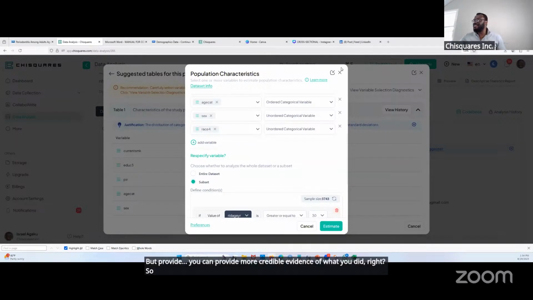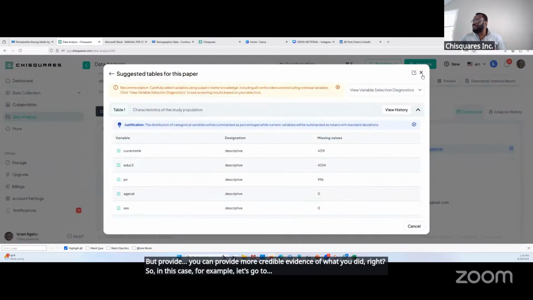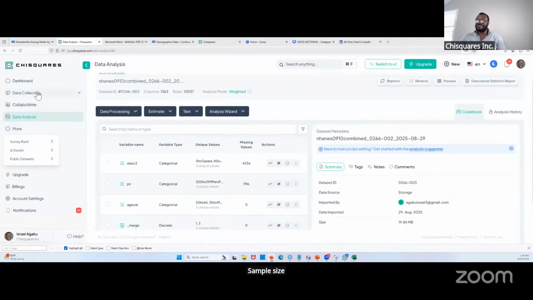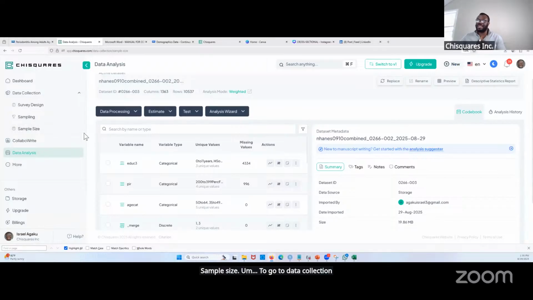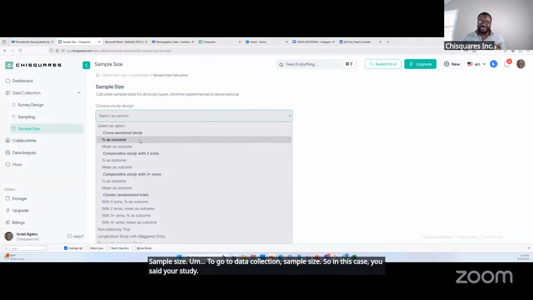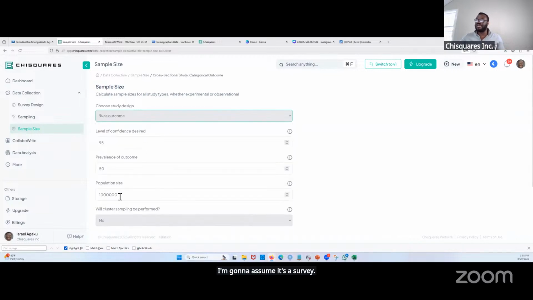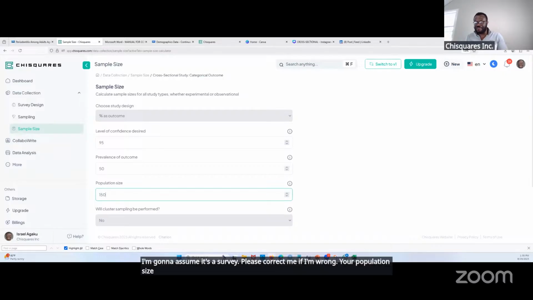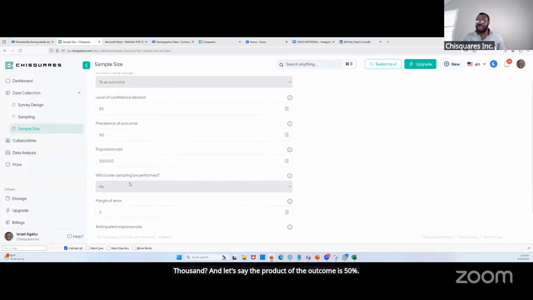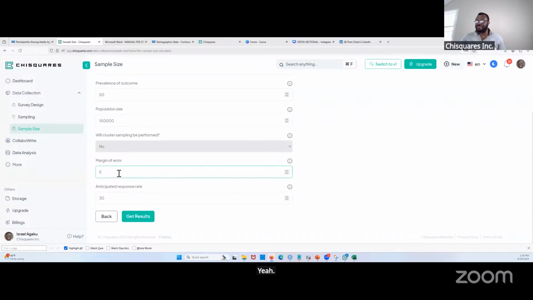So in this case, let's go to sample size. You go to data collection, sample size. You said your study, I'm going to assume it's a survey. Please correct me if I'm wrong. Your population size is 150,000. And let's say the outcome is 50%. We're doing a simple random sample. The margin of error is 5. Maybe we anticipate a response rate of 50%.